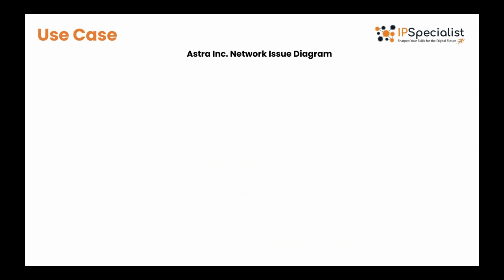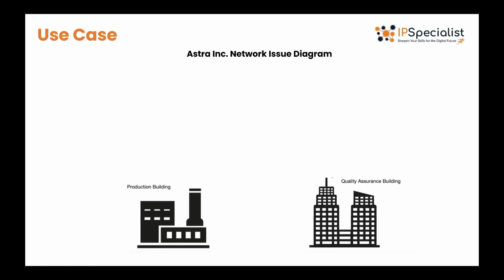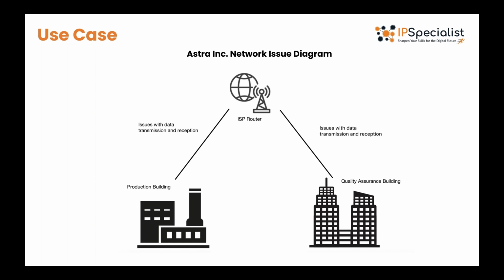Before starting our lab demonstration, let's consider a scenario. Astra Incorporation, a company specializing in high speed wireless products, operates a factory in San Francisco with two buildings, one for production and one for quality assurance. Both buildings are currently facing issues with transmitting and receiving data, despite being connected to the ISP router. Their goal is to establish static routes that allow seamless communication between PCs in both buildings and ensure connectivity to the ISP. This will help resolve their current data transmission issues and maintain efficient operations.